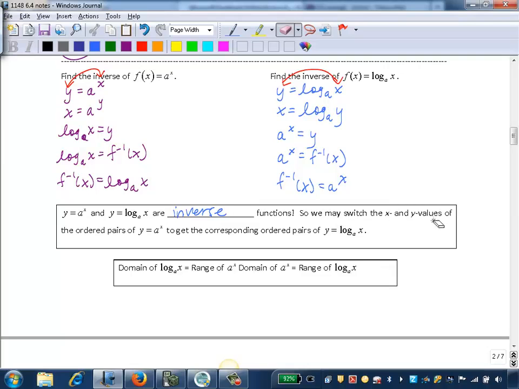So we can just switch the x and y values of the ordered pairs on an exponential function to get the corresponding ordered pairs on the logarithmic function. And this is a very useful way to graph these. It helps you guys when you graph these.